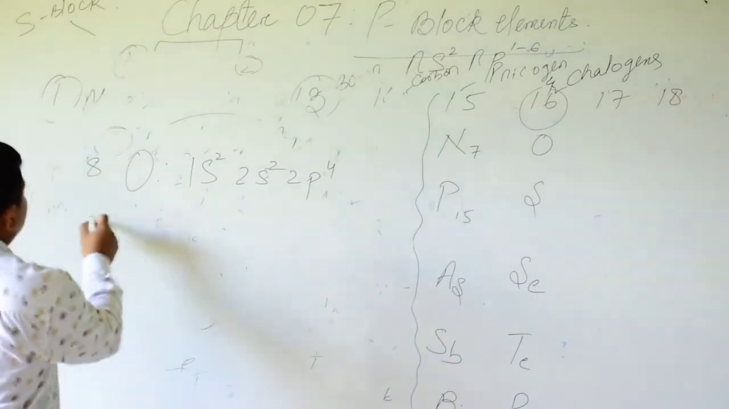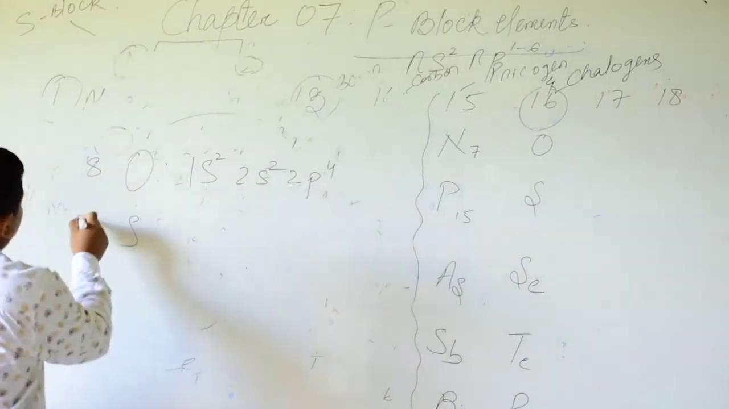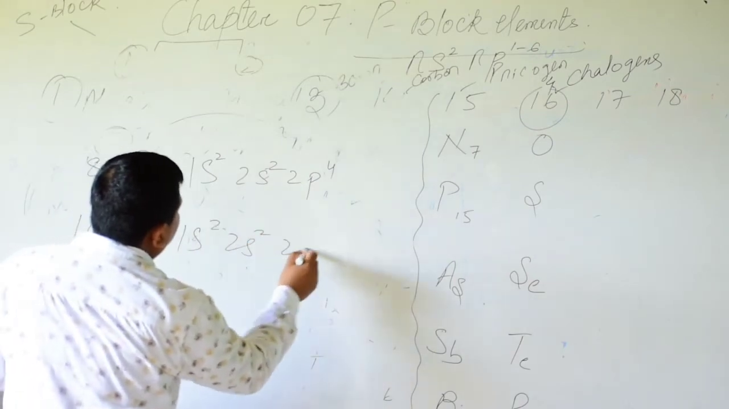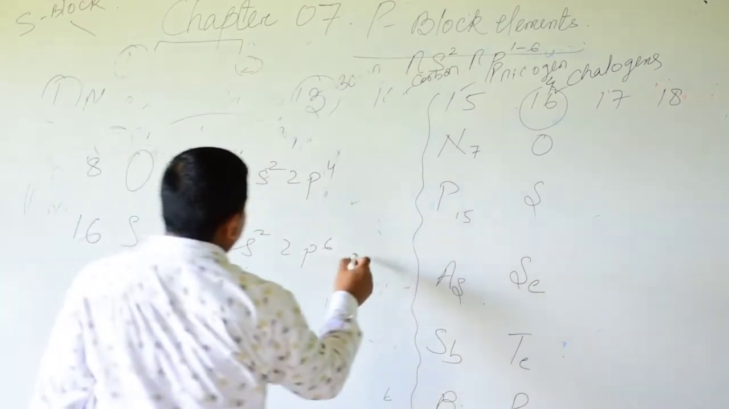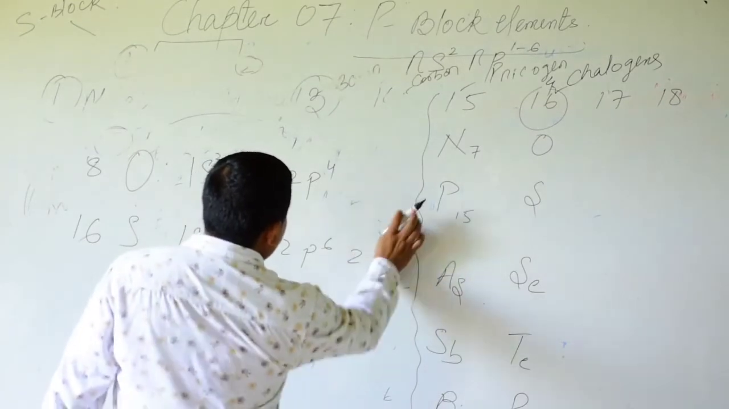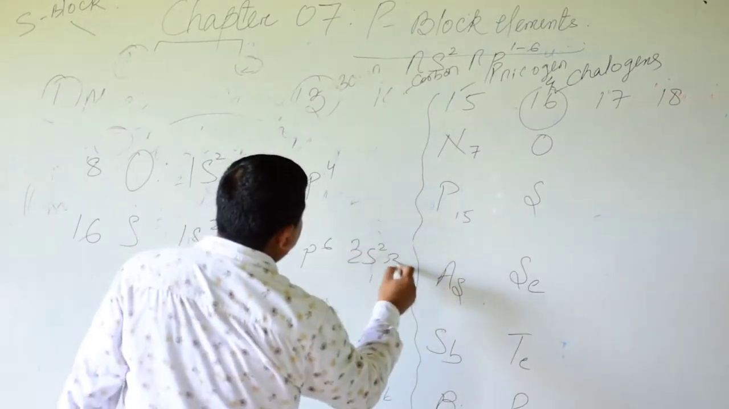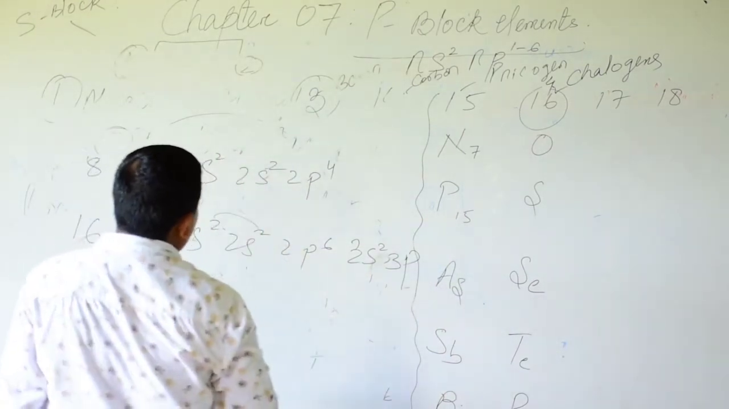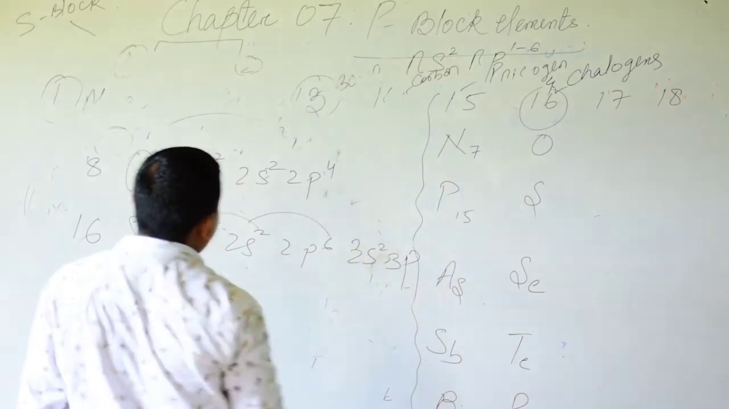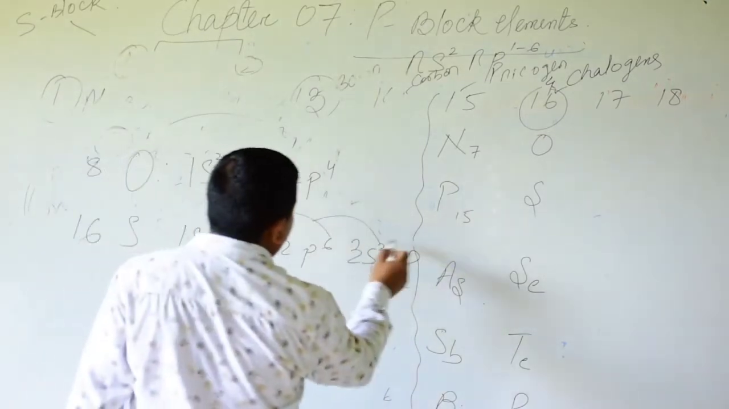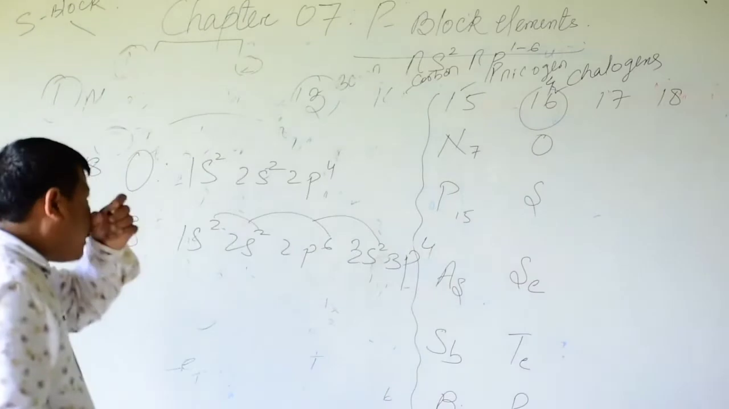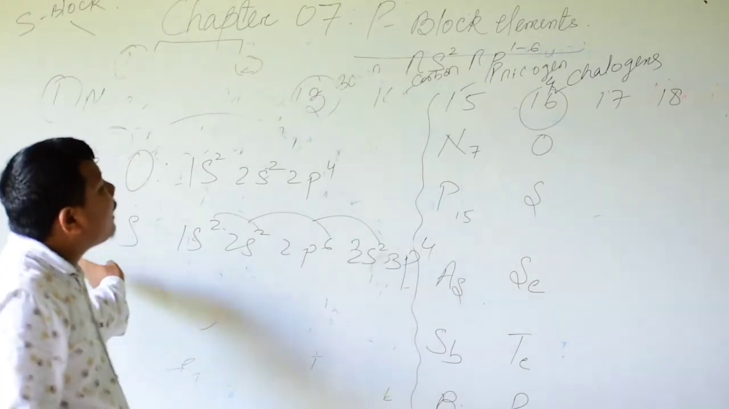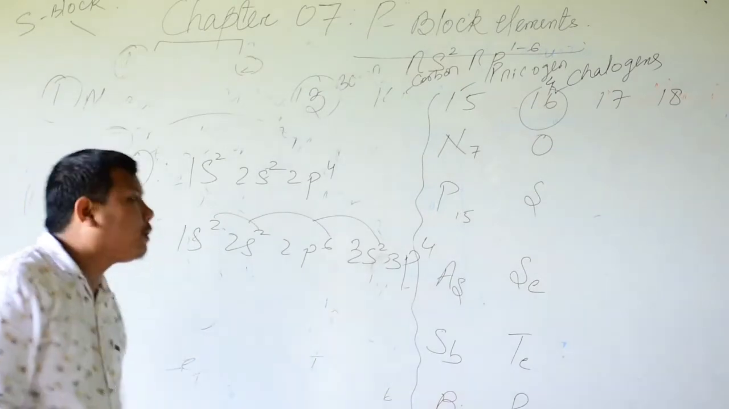Then sulfur. Atomic number is 16. So 1s2, 2s2, 2p6, then 3s2, then 3p. To make it 16, over here 2 plus 2 is 4, 4 plus 6 is 10, 10 plus 2 is 12, then 4. So group number 16, the outermost electronic configuration I have written on the board.